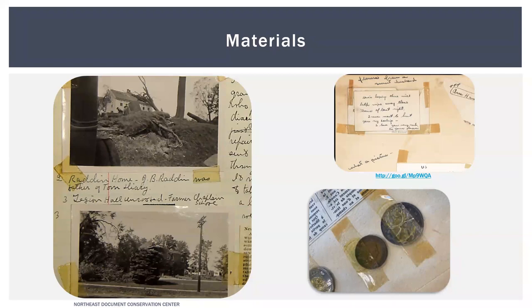Essentially, they discolor and they dry up over time, leading to failure of the adhesive. The adhesive can also stain the paper or photo it's attached to, and it can sink into the paper, causing it to become hard and brittle. Tape can be very difficult to remove without causing damage, and it's not always possible to remove the stains that tape leaves behind.